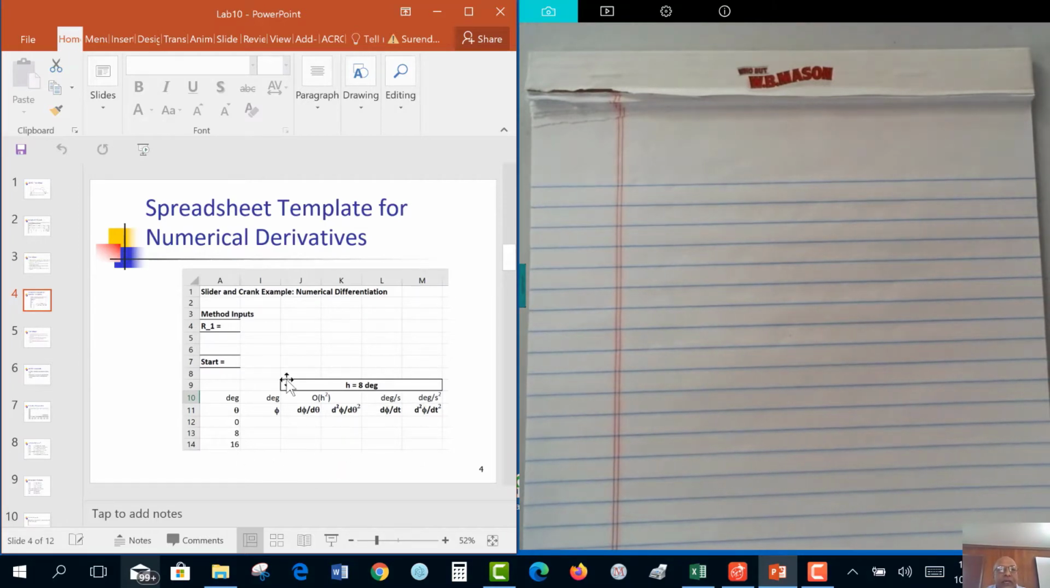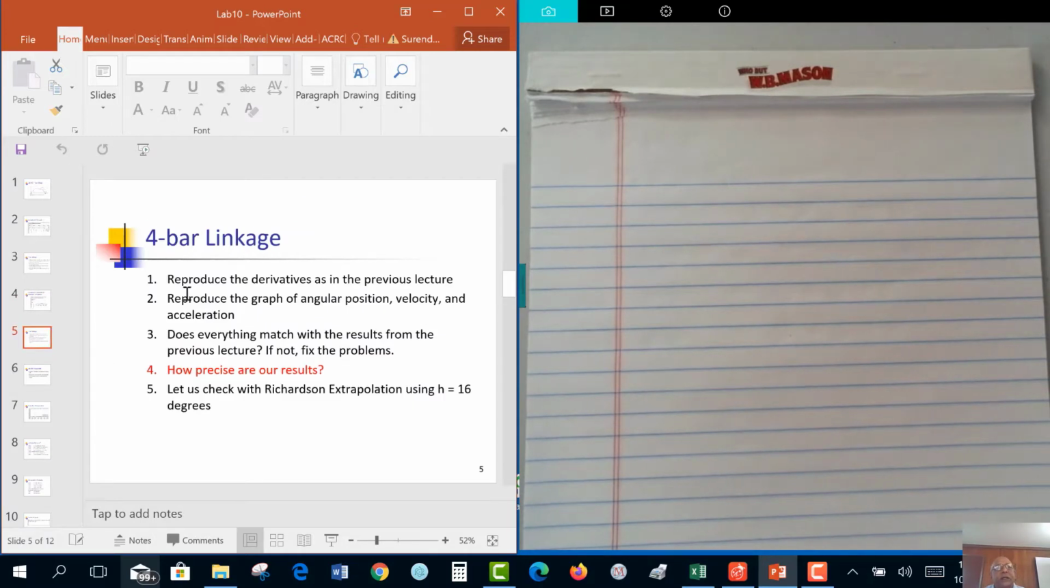We created this table for H equal to 8 degrees, and you reproduce the derivatives as in the previous lecture. The graph I just spoke about. Make sure that everything matches the results. If not, fix the problems.